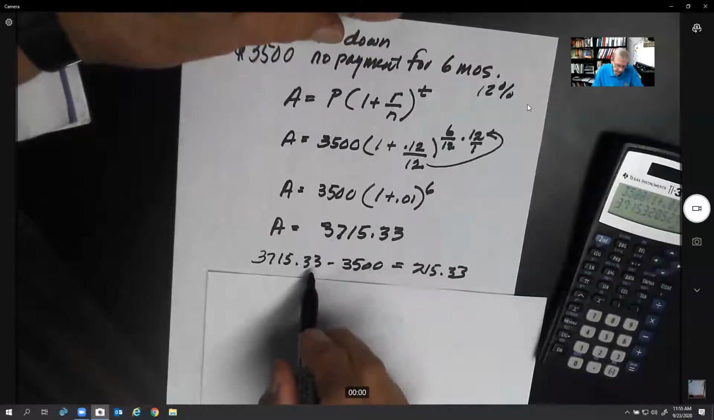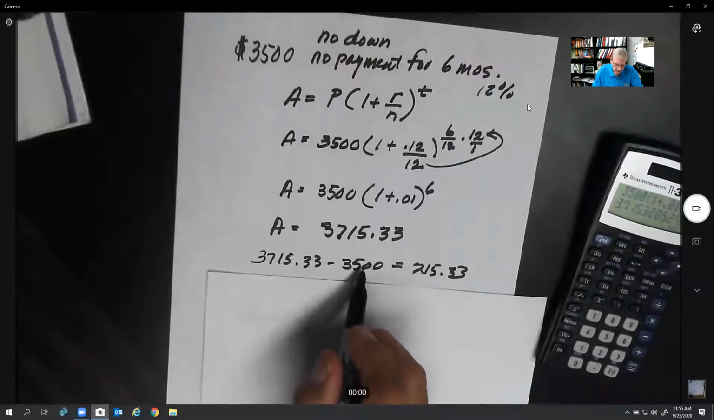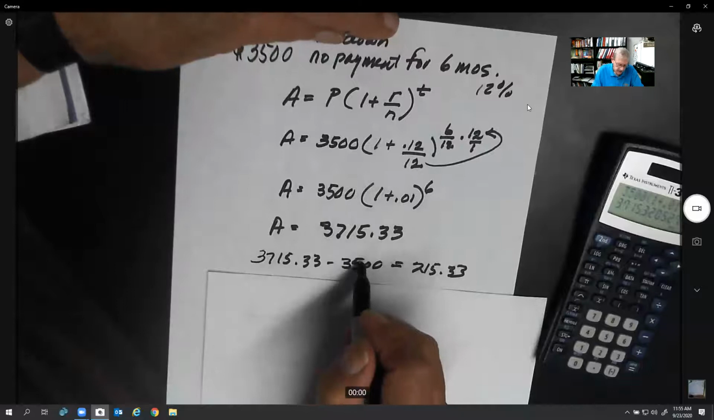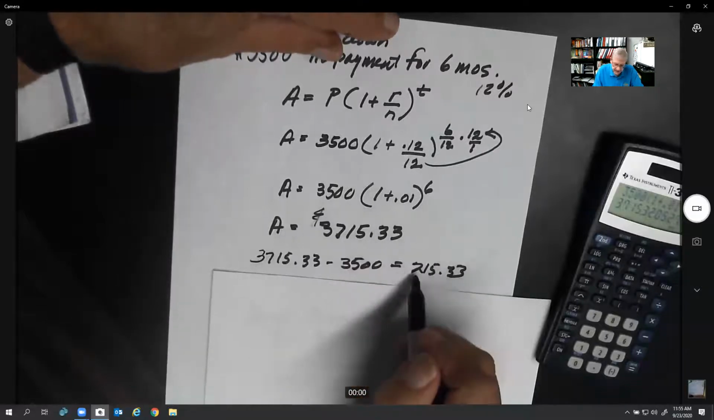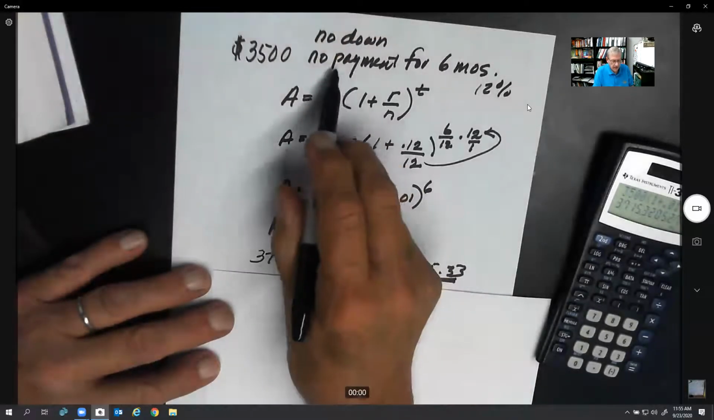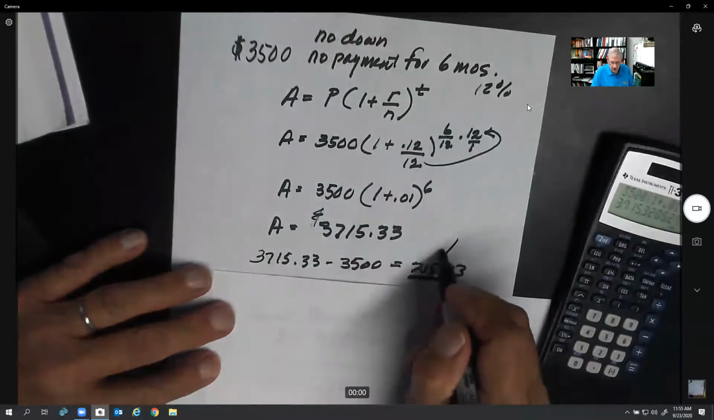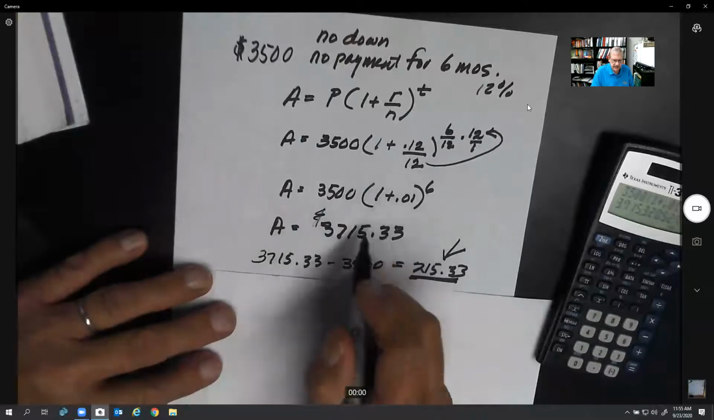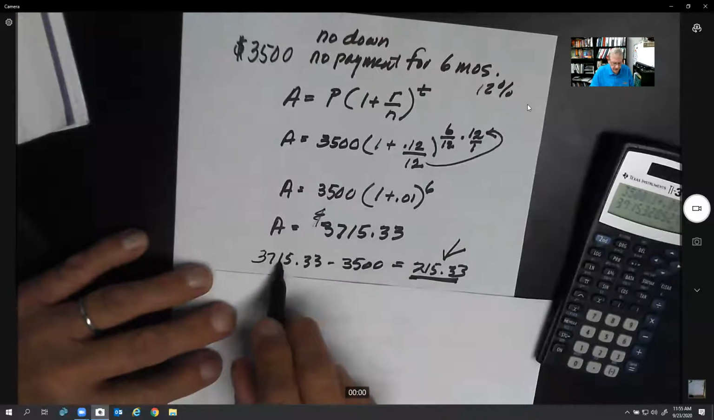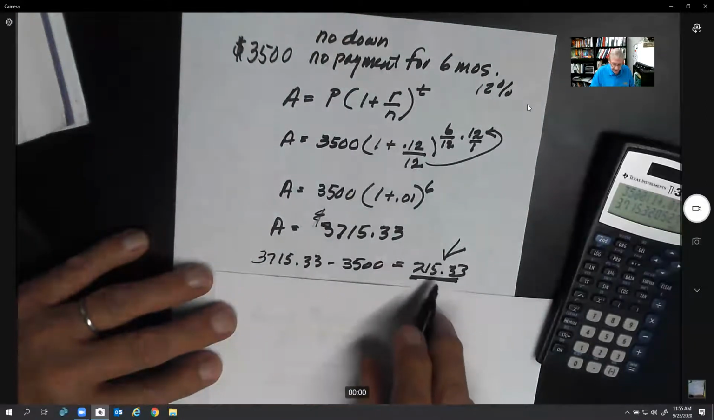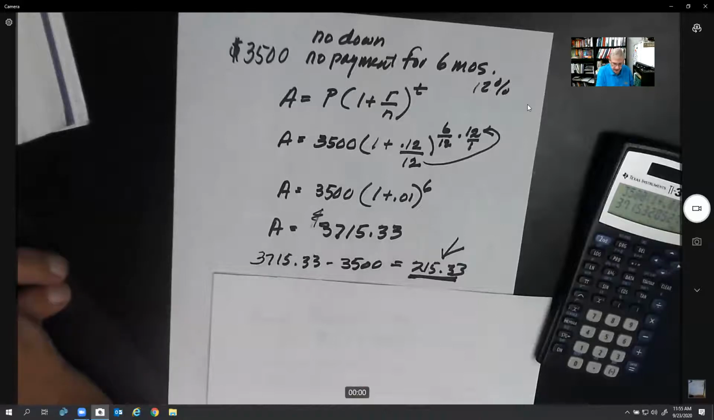So if we wanted to find out how much interest you would pay over that period of time, we're going to take the 3,500 and subtract it from this new amount. And this is how much interest you would pay. Even though you don't have to make a payment for 6 months, they're going to charge you this interest for 6 months. They're going to add that onto your bill. So when you go to pay it back, you didn't have to make a payment, but now you have to pay back this extra interest. They're still charging the interest during that period of time.